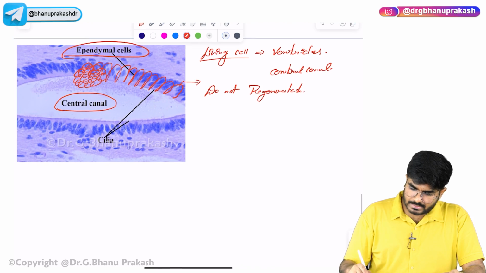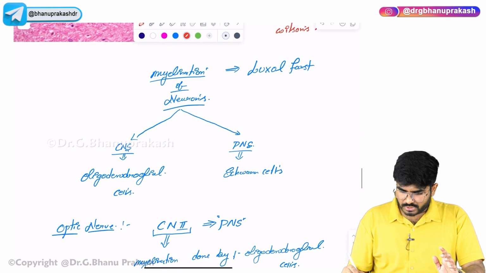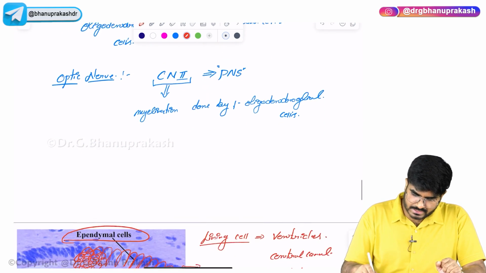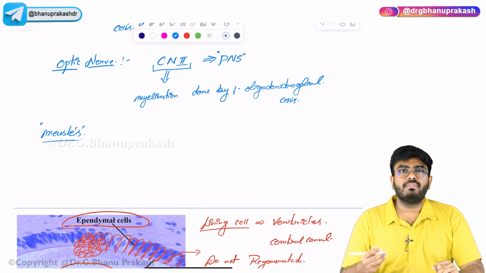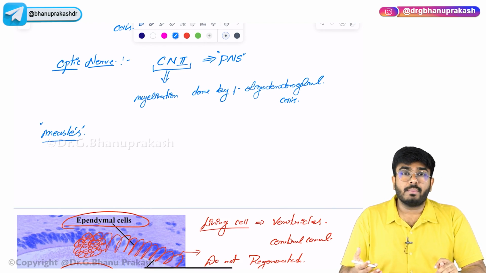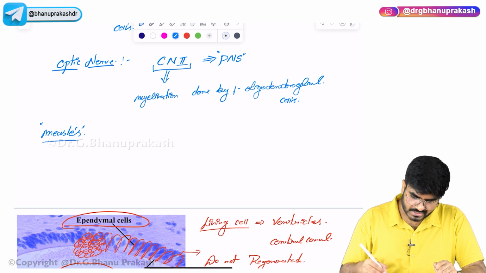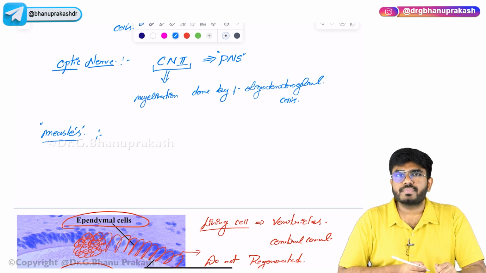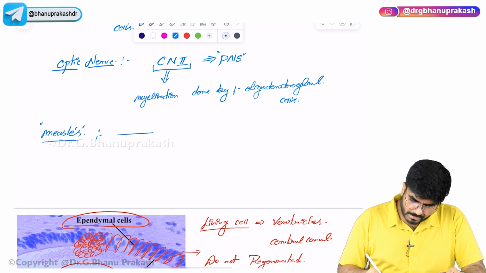Apart from that, let me add some more important points about myelination and oligodendrocytes. There is a condition called measles, where the patient is going to have fever, coryza, and a maculopapular body rash, especially in children. Measles is because of which virus? Measles virus. Simple. This measles is going to cause damage to which cells? Oligodendrocytes.